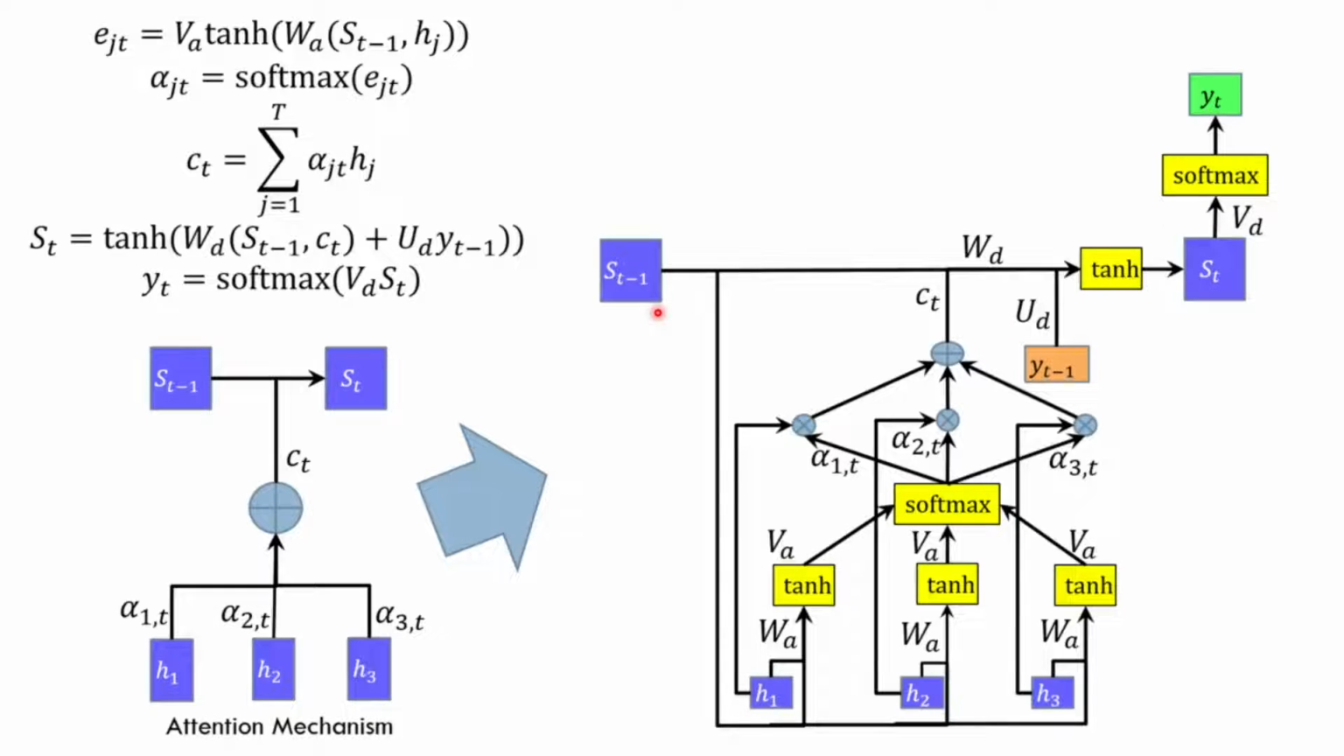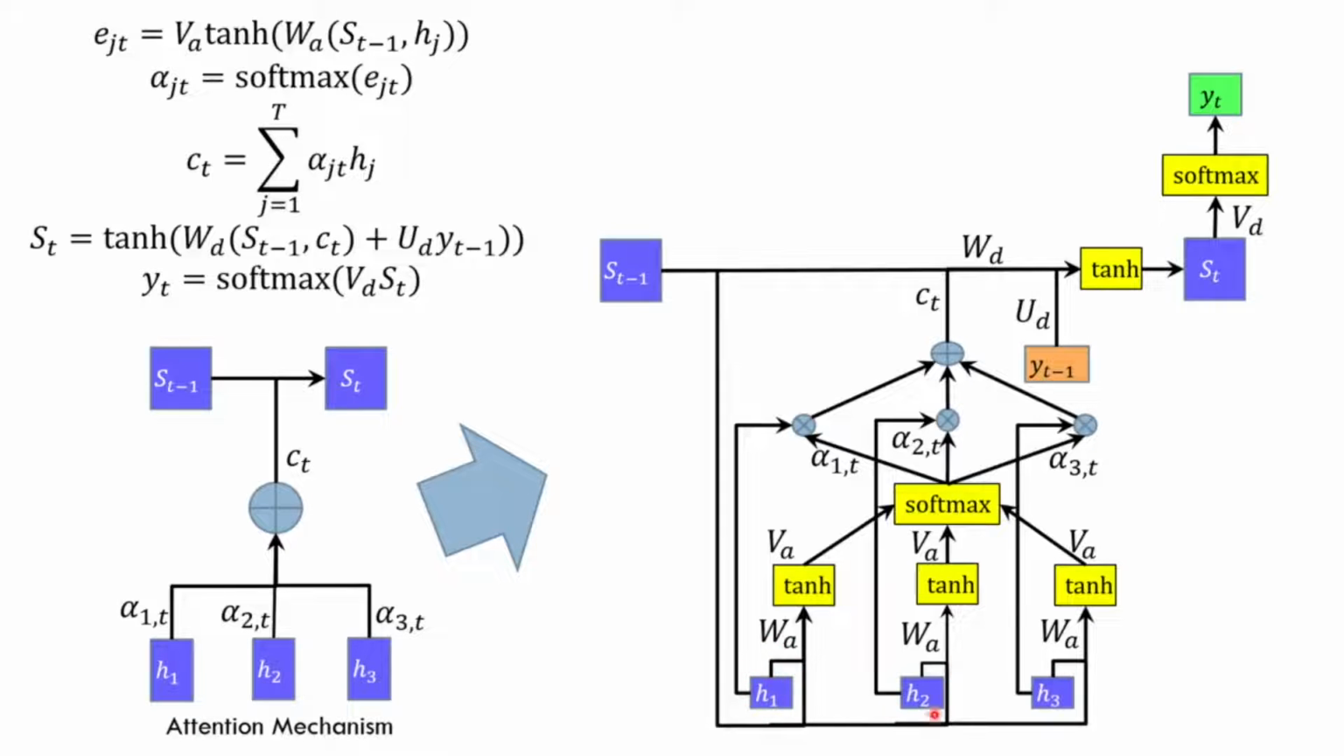What happens first is that the previous hidden state S_{t-1} is used to decide the importance of the individual hidden states in the encoder part, that is H1, H2 and H3. We assume there are only 3 hidden states, so the input is of size 3. Now this is the query, my query word. So the first step is to compute the similarity between the query and the keys.